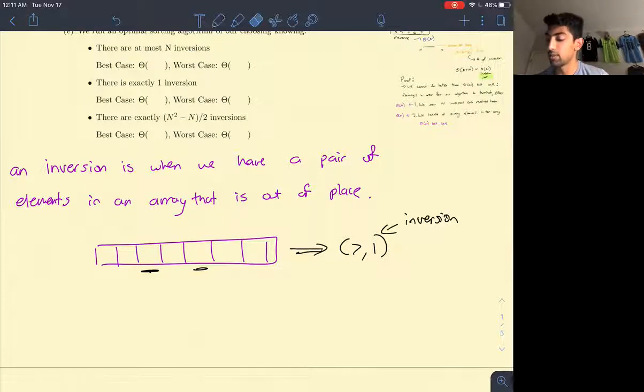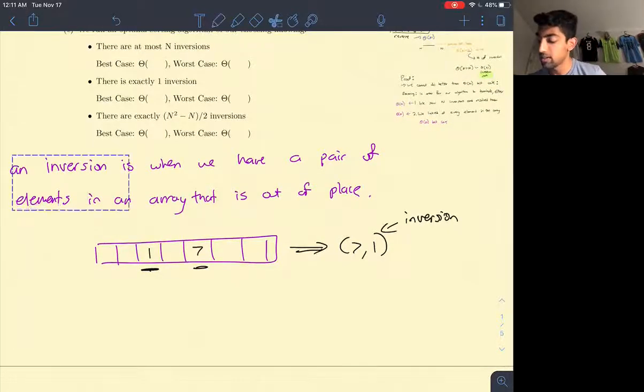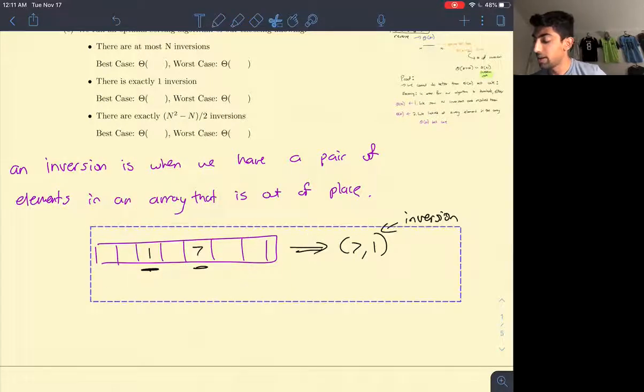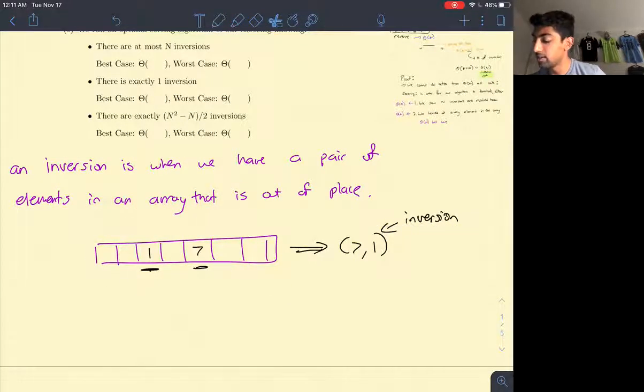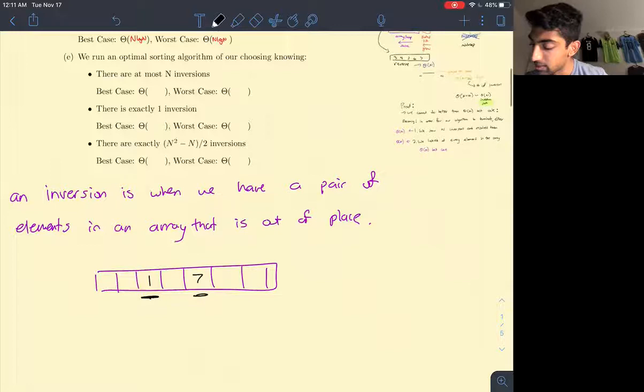because if this array is finally sorted, then for every pair of elements, the element on the left is smaller than the element on the right. So an inversion is kind of like a red flag for any sorting algorithm. So if we have exactly one inversion, I'm going to argue that the best case can be constant time and the worst case will be n.